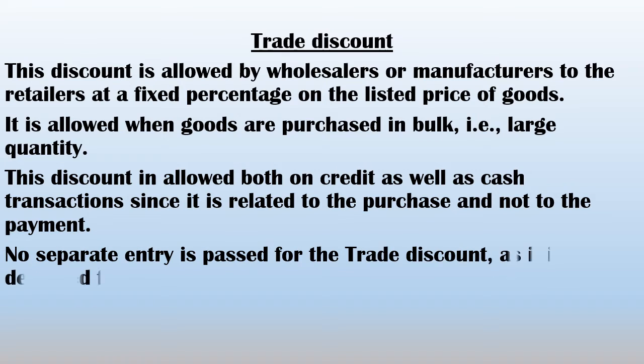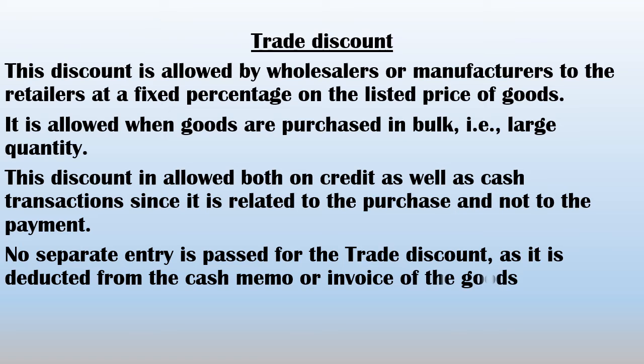No separate entry is passed for trade discount, as it is deducted from the cash memo or invoice of the goods. So when the wholesaler or manufacturer sells goods to the retailers in larger quantity, they give a trade discount, and this trade discount is directly deducted from the cash memo or from the list of the invoiced goods, and so there will be no separate entry for the trade discount, which we will see in the journal.